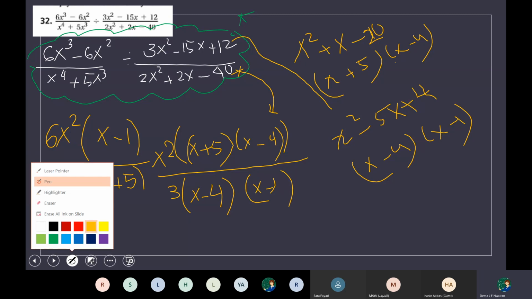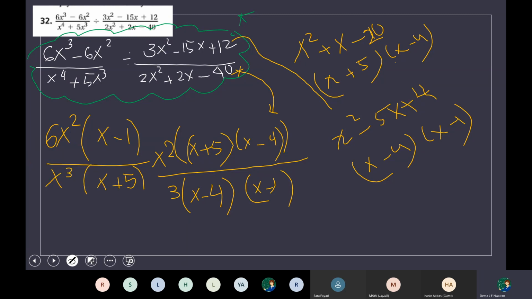Then after that, I want to check if I can simplify. x minus 1 with x minus 1. x plus 5 with x plus 5. x minus 4 with x minus 4. x squared with x cubed, we have x. 6, a 3 here, and 2 up. What do you have also? Nothing. So the answer of all of them is 4, which is 2 times 2.